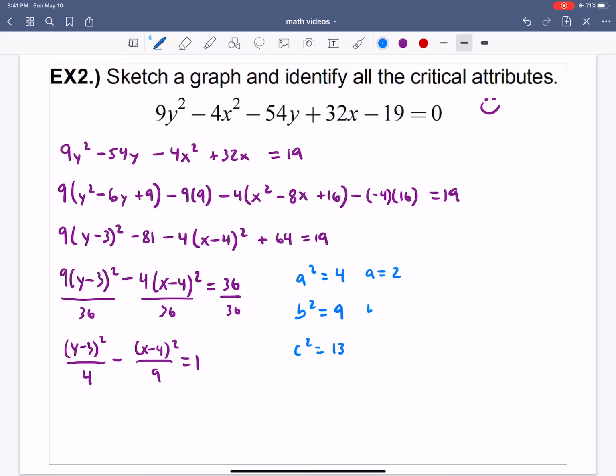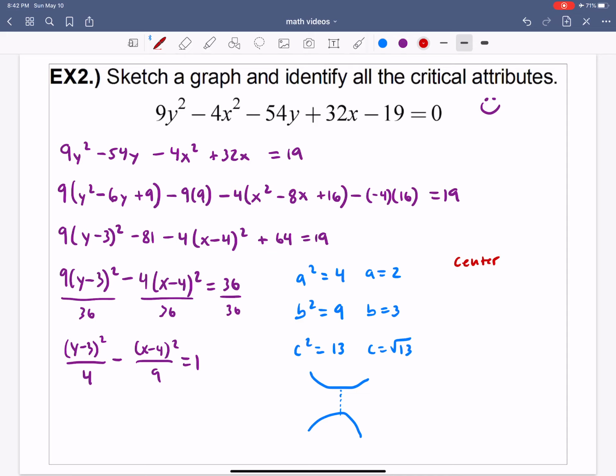So take it one step further. We get a equals 2. We get b equals 3. And we get c is the square root of 13. Okay? So now let's go through and write out our attributes. Well, actually, let's draw a real quick sketch of this. Okay? So look, the y is the first numerator. So that is going to be a vertical hyperbola. It's going to look something like this.